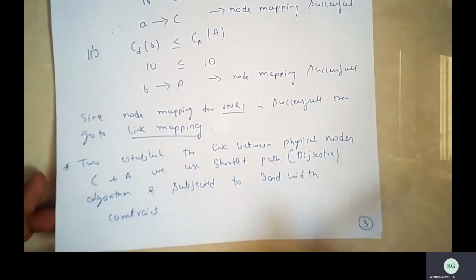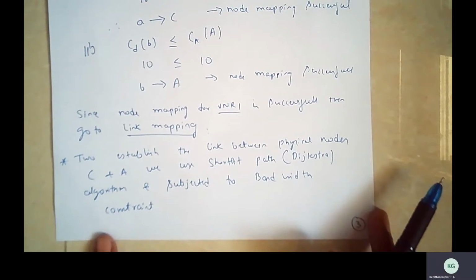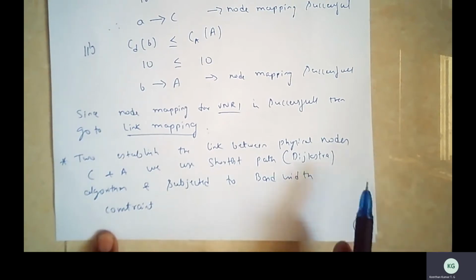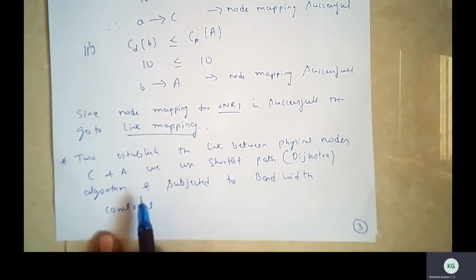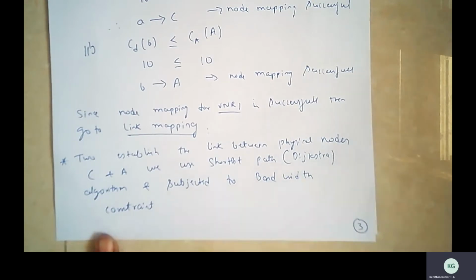Usually, to establish the path between the physical servers, we are going to use a shortest path algorithm. Like here, we are going to use Dijkstra's algorithm. We can use Floyd's algorithm. Any shortest path algorithm we can use, but that must be subjected to the bandwidth constraint. For example, in the VNR1 request, the bandwidth demand between the node A to B is 12 units.